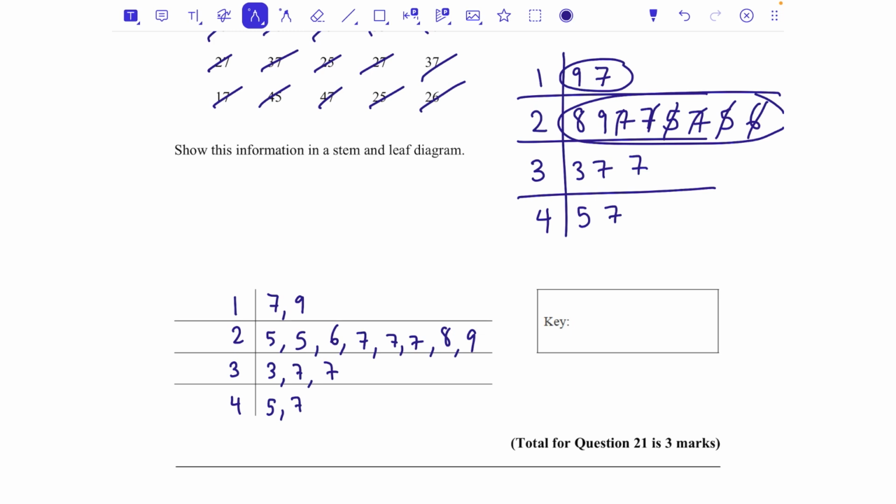Now it's in order, and I just need to do a key, and the key just needs to explain how a stem and leaf diagram works. So I might just use the first number, but you can use any number you like. 1 line 7 equals 17.